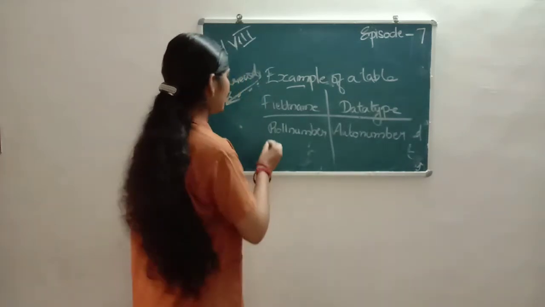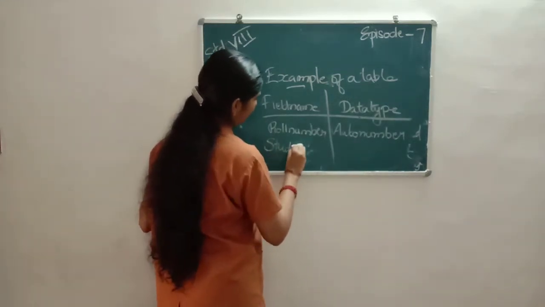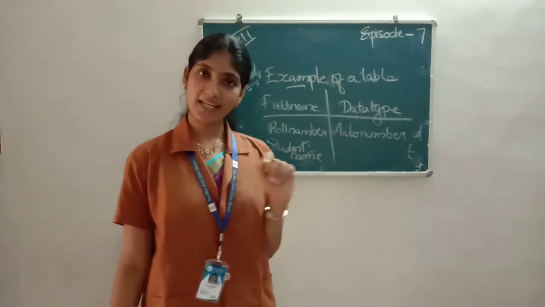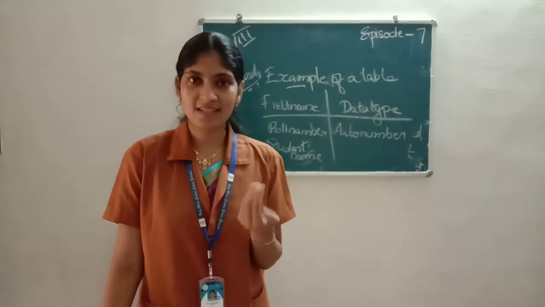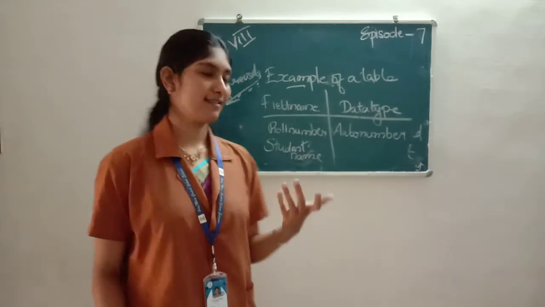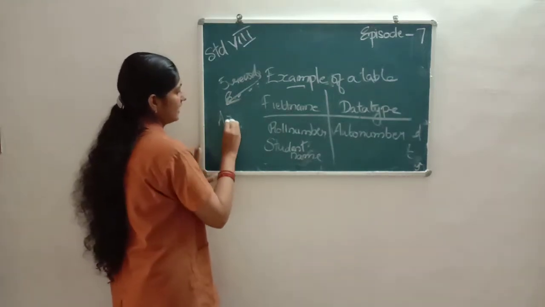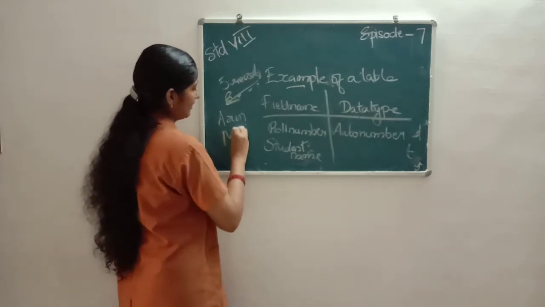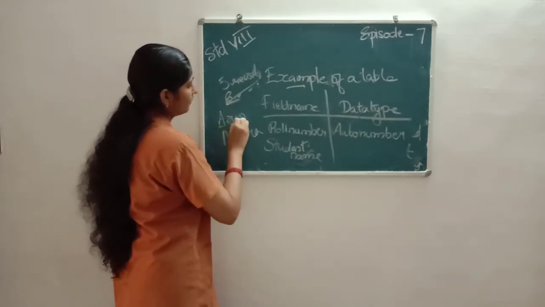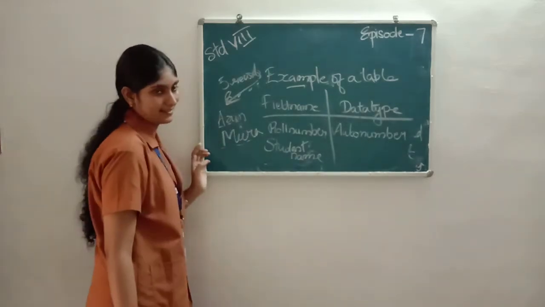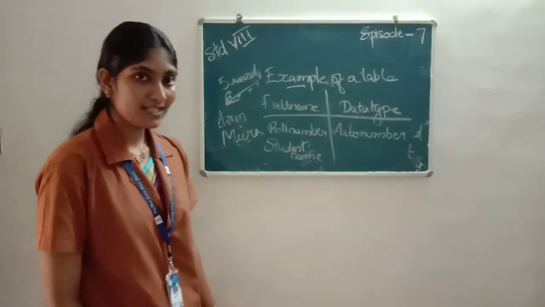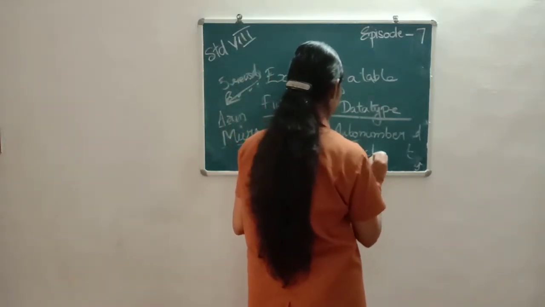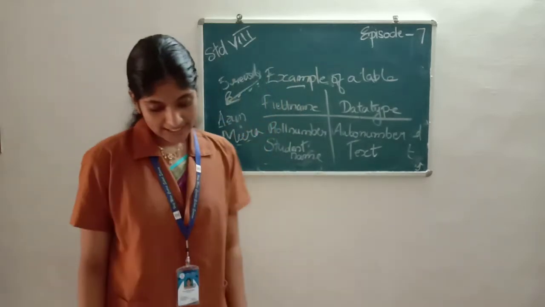Second one, another example, student name. Student name means a name. Name means a group of characters, text, right? For example, Arun is a name. Then Meera is another name. So it contains a number of letters or characters. So the data type is text.